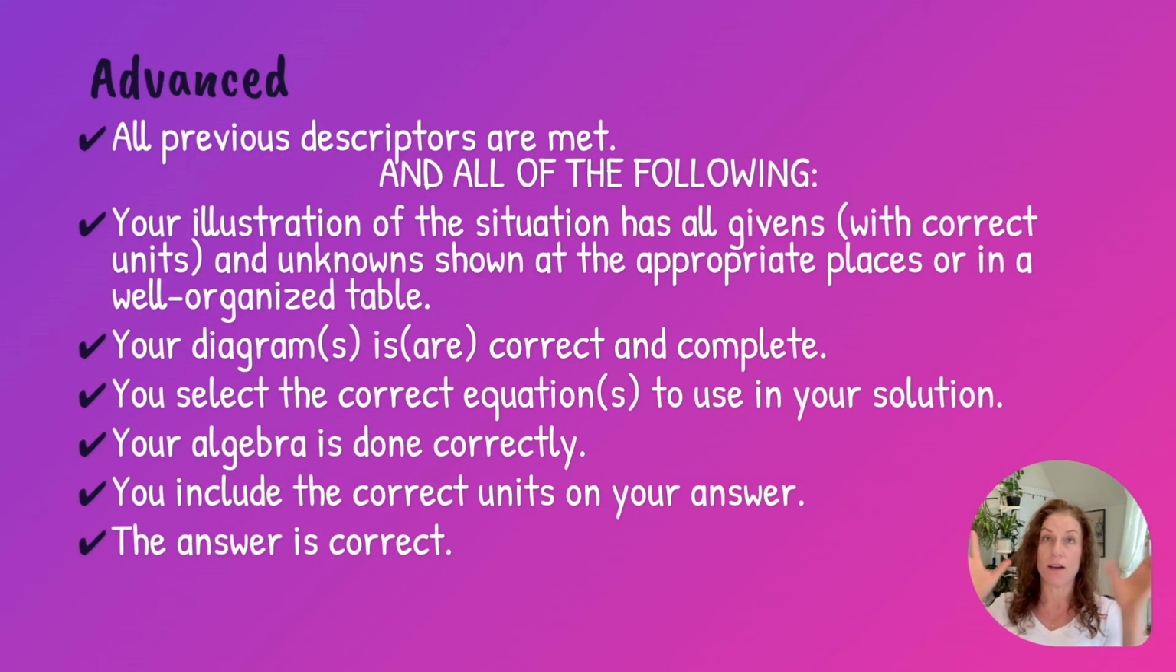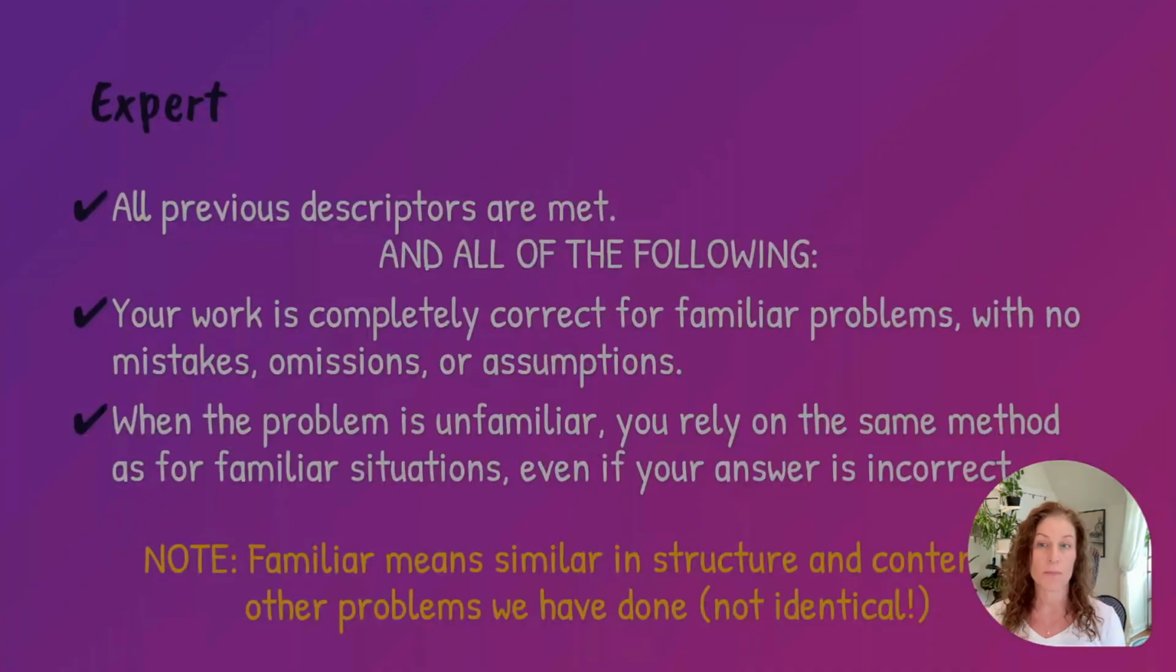Advanced means you have the entire problem-solving process done, because proficient must be met, but everything is right. The diagrams are right, your labeling is right, you have units on your labels, you select the right equation, your algebra is done correctly, you have correct units on your answer, and the answer is correct. So listen, if you make mistakes in any of those details, you're at proficient. It's a lot to get right in order to move on. So you have to be able to follow your own work so that you can check and make sure you haven't forgotten any of those details.